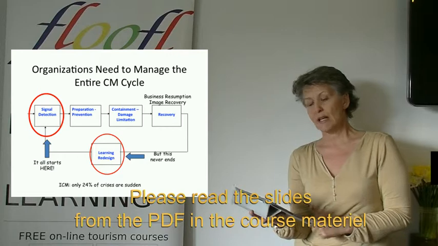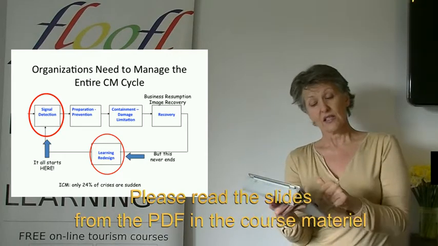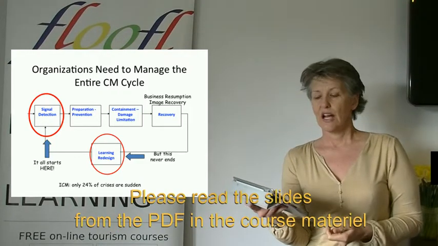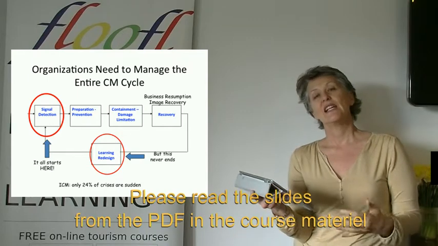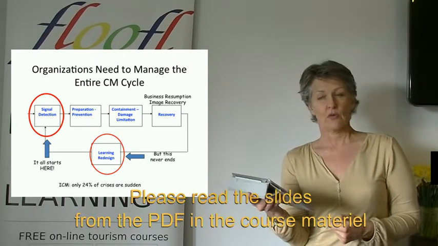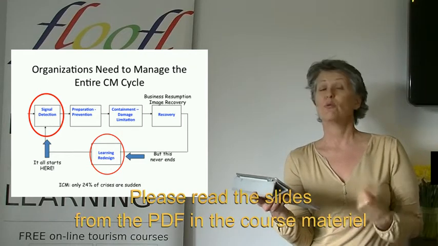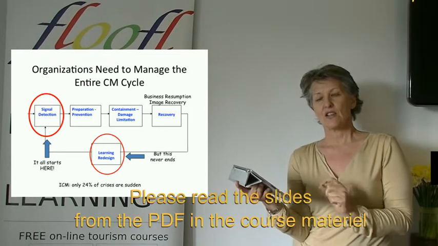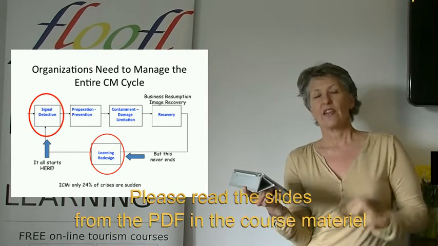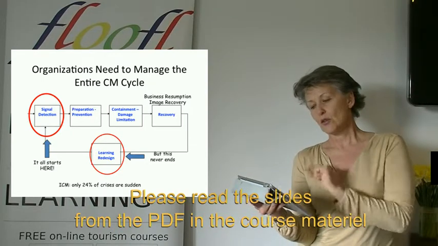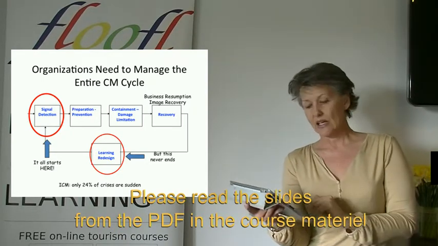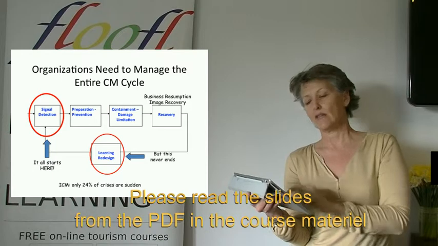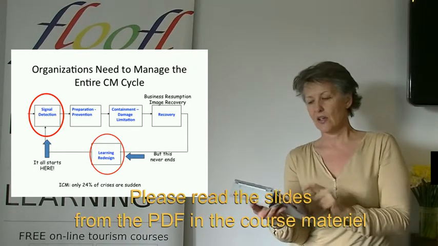Organizations need to manage the entire crisis management cycle, starting from signal detection. Signal detection is a science of its own, and that's something that's going to be covered in another online module, which is going to be entirely focused on risk management and will be delivered by Alex Paraskeva. So watch out for that one. Signal detection gives us indicators that a crisis is about to occur. And then, of course, we have the other stages, the last stage being learning from the crisis and then redesigning our processes so that we're better prepared for the next time something similar occurs.